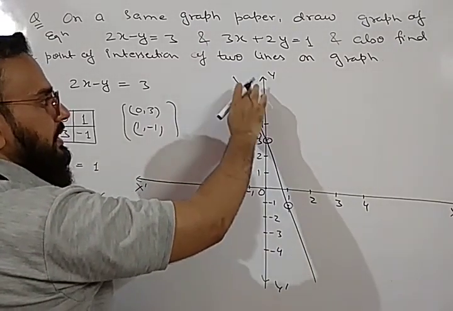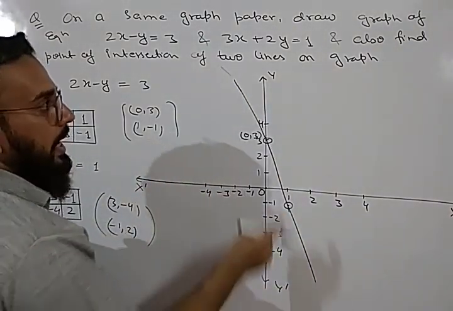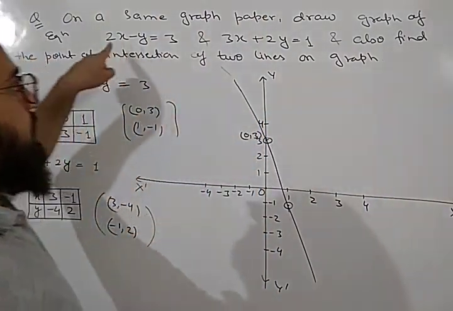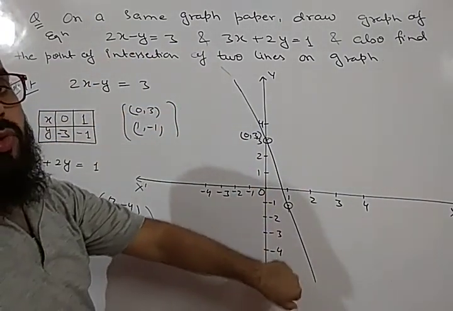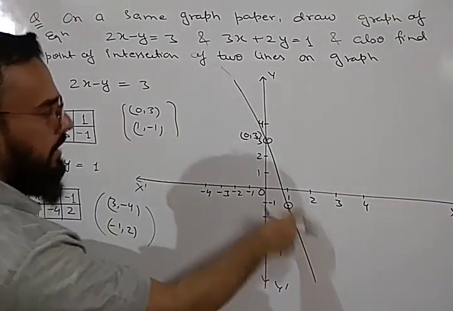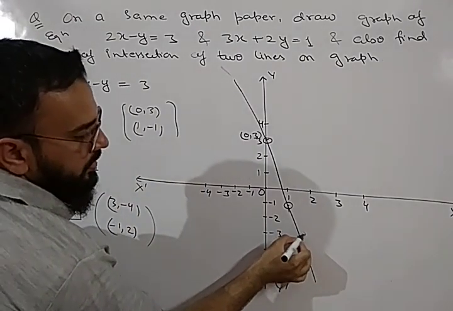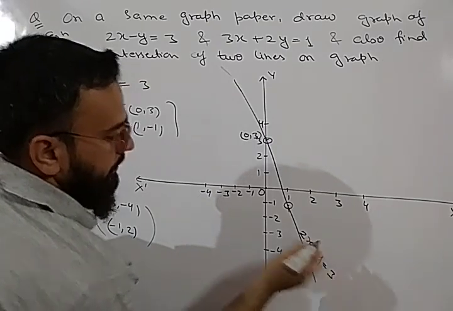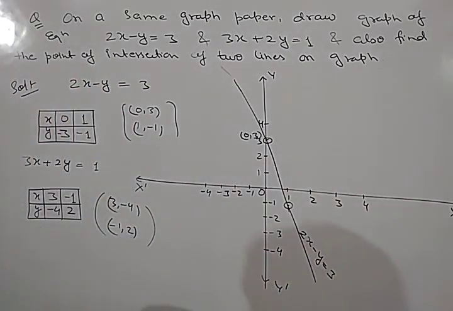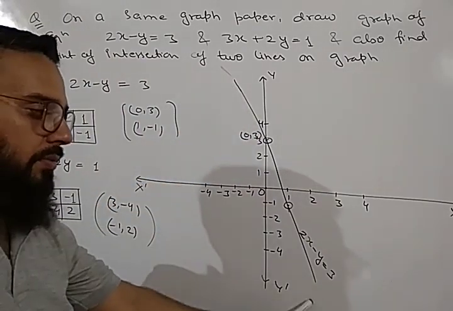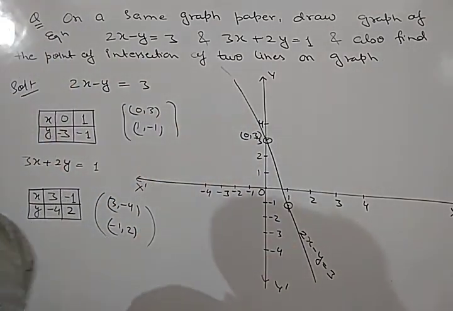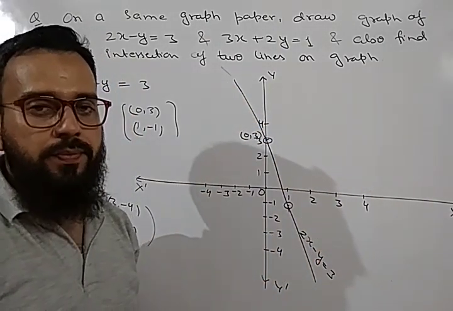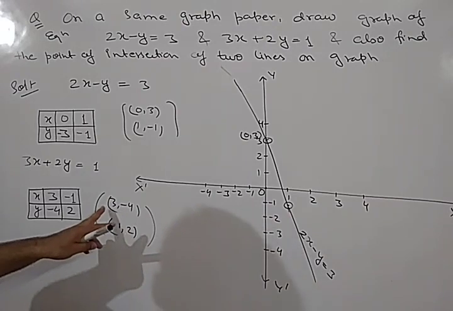Similarly, this is the graph of the first equation. When you complete the graph of the first equation, always write the equation on that graph whose graph you have plotted. So you will write it here, 2x minus y is equal to 3. We have written the equation on the graph of the first equation, 2x minus y equal to 3, so that you may be able to understand that this is the line of this particular equation. Clear? Now we are coming to the second equation.